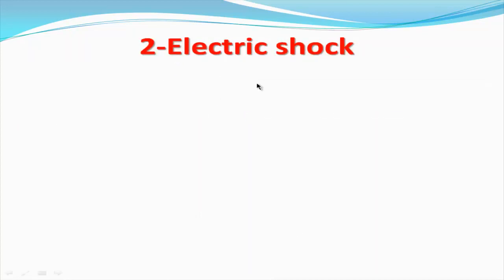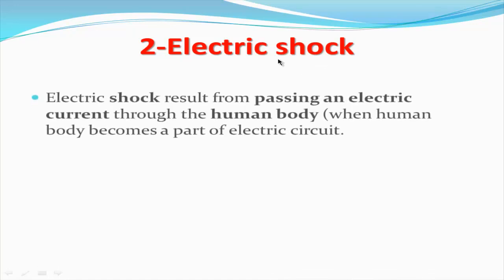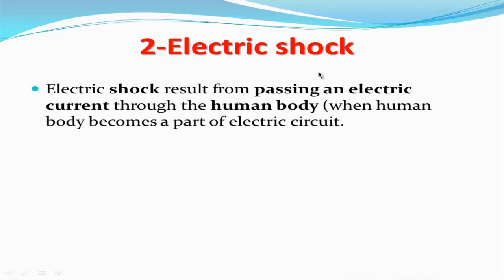Okay, the second type of direct injuries is electric shock. What is meant by electric shock? Electric shock results from passing an electric current through the human body. Again, electric shock occurs due to passing an electric current through the human body. So, in this case, the human body will become a part of the electric circuit.